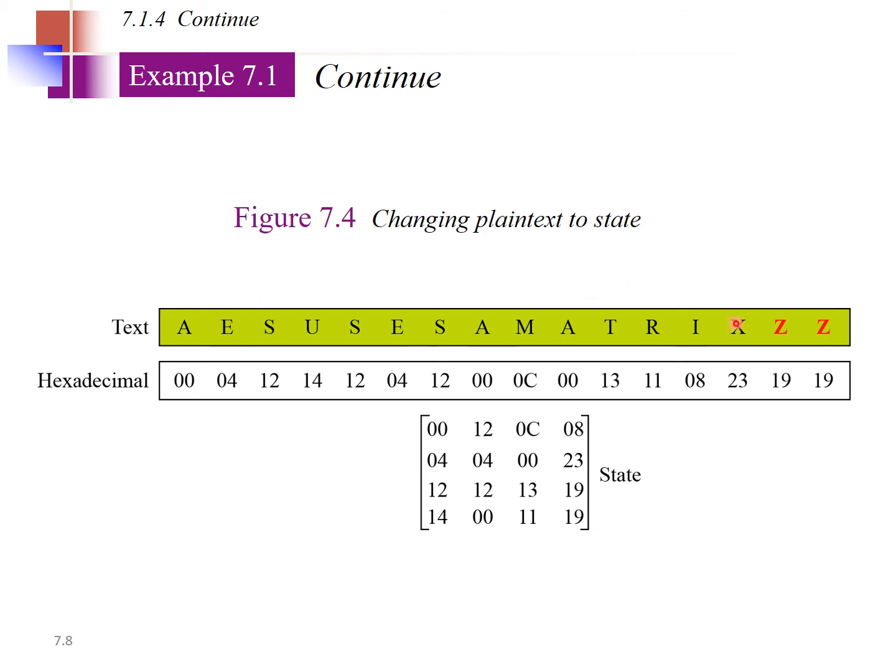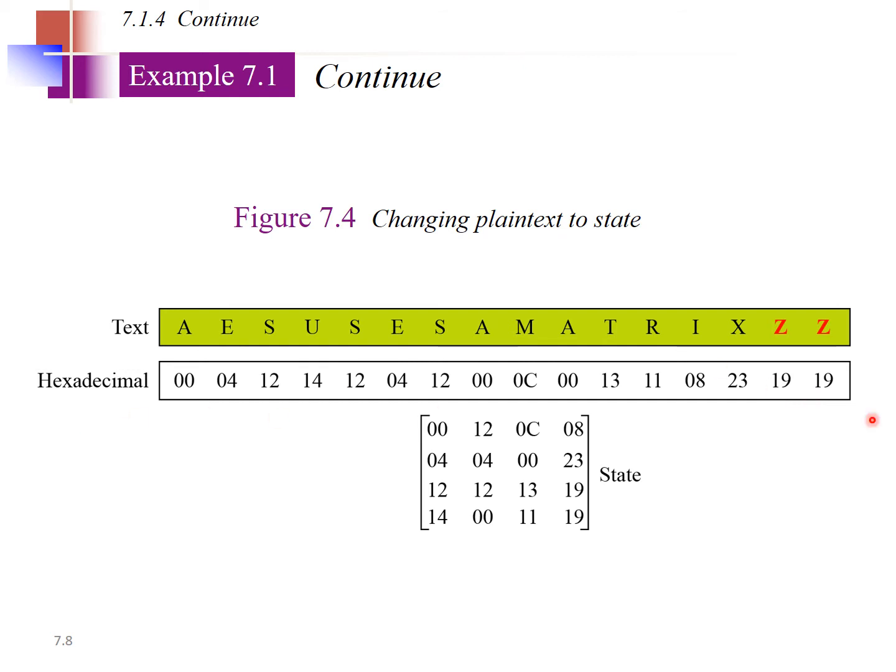Same way, look at this one, Z. How does it come to 19, we will check. Z's positional value is the 26th letter, that is, when I am counting from 0, it is 25. I will represent 25 in binary format and group it with 4 bits. Then the groups will be 0, 0, 0, 1, that is 1, and the next group will be 1, 0, 0, 1, that is 9. So that is why it is represented as hexadecimal value 19.